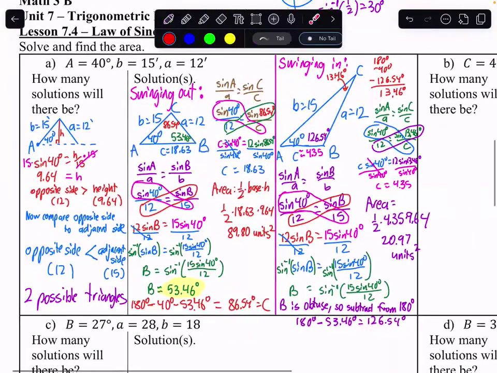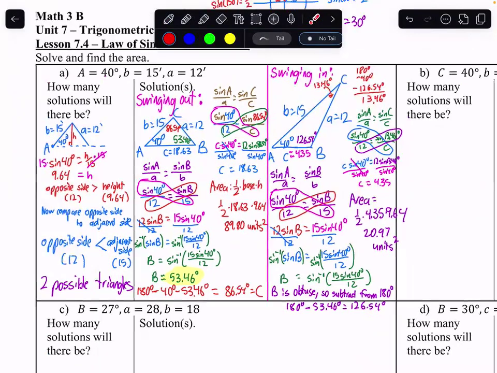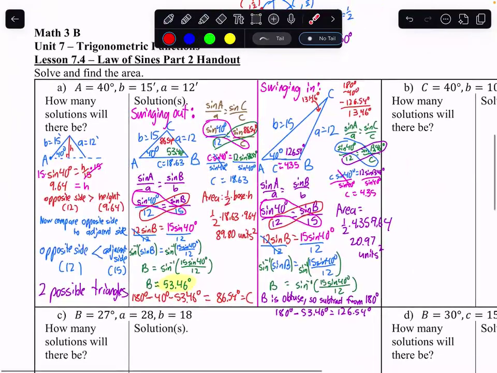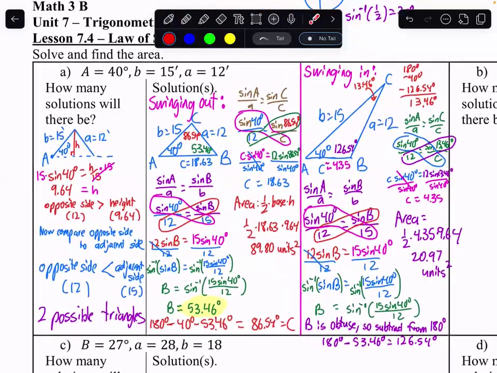Okay, so yeah, no way around it. It's a lot of calculations for this. Just remember, not all problems from now on will have two triangles. Only this very, very specific set of circumstances. First, you have to be given SSA. Then the angle needs to be acute. Then the opposite side needs to be greater than the height. Then the opposite side needs to be less than the adjacent side. Okay, so only if all of those things are true will you have two triangles.